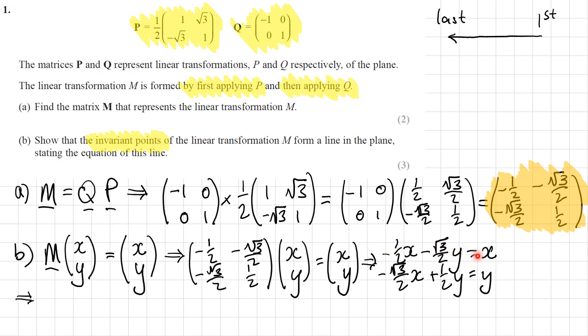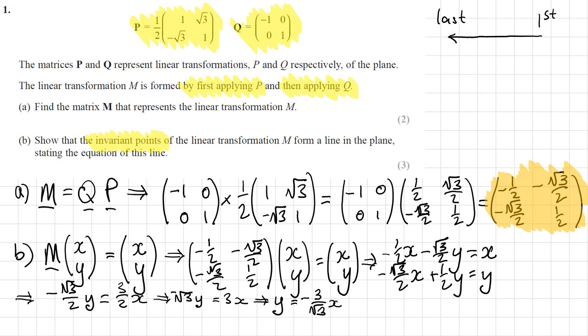So if I look at the top row, I want to rearrange it to make Y the subject. If I add a half X to both sides, I'll get negative root 3 over 2 Y is equal to X plus a half of X, so that's 3 over 2 X. I'll times both sides by 2, so I'll get negative root 3 Y is equal to 3X, and then I'll divide both sides by negative root 3 and I'll get Y is equal to negative 3 over root 3 X.